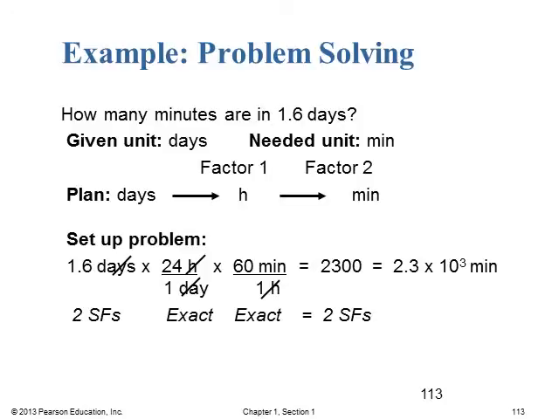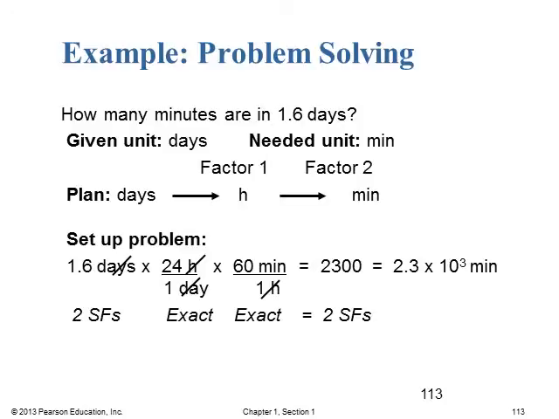So if we come up with our plan, we know days is in the beginning, we know minutes is in the end. What's the middleman? Well, it's going to be hours. We can first figure out how many hours are in a day, then how many minutes are in an hour. So then we set up our problem. We know we're given 1.6 days. We want the days to cancel out, so we put 24 hours over 1 day. Again, in our second factor, we want our hours to cancel out, so we put 60 minutes over 1 hour. That would make our hours cancel out. And then you just follow the math.